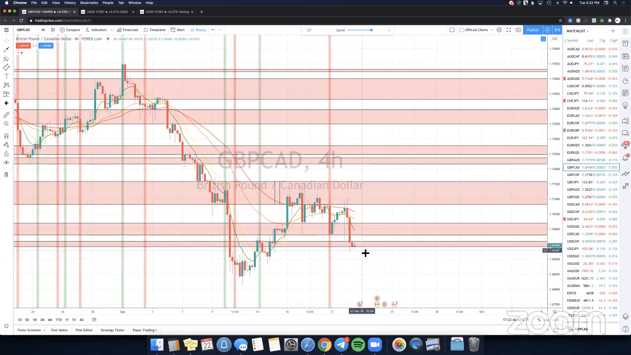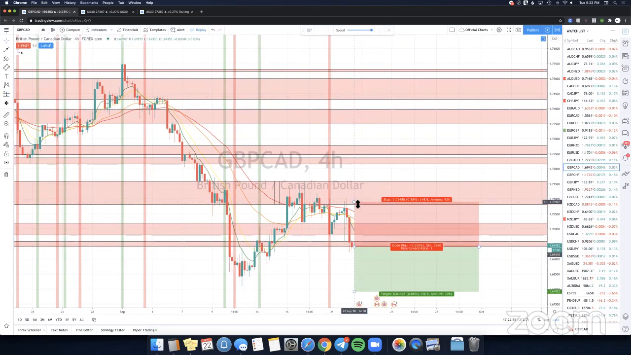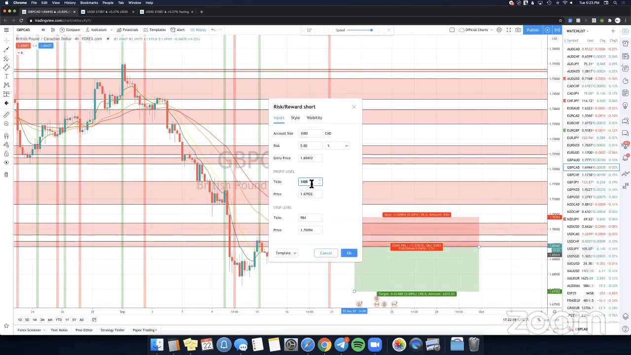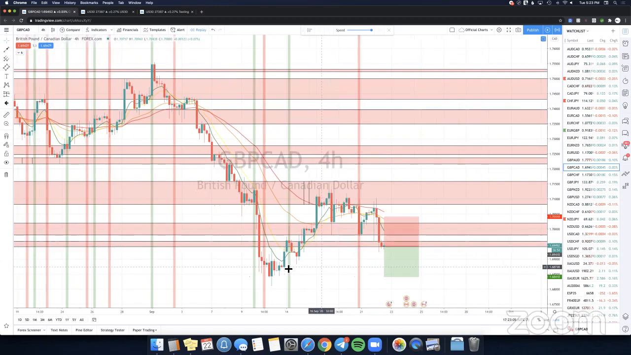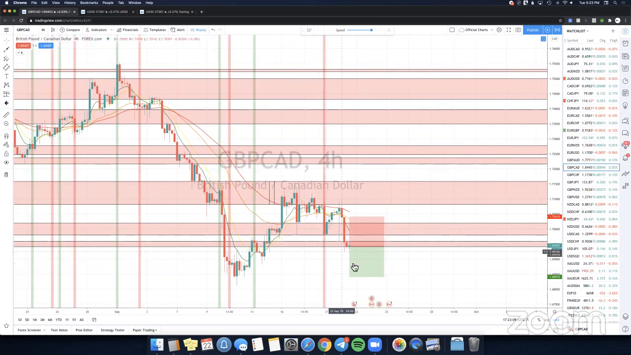GCAD right here, this looks like it's going to come down. So technically, this would be an entry right here. But we do have the news coming up soon, so that's why I'm kind of wary about taking any of these trades. All right, cool. So technically this would be an entry here.